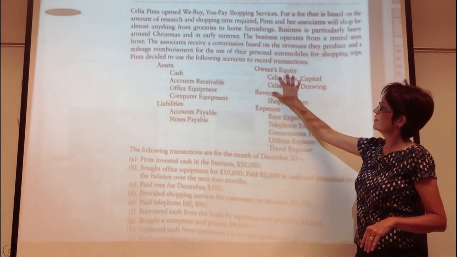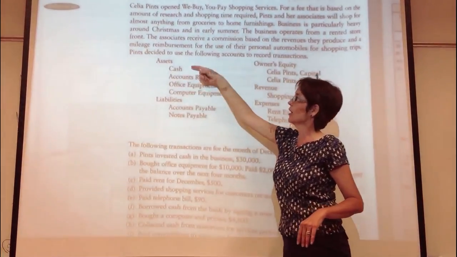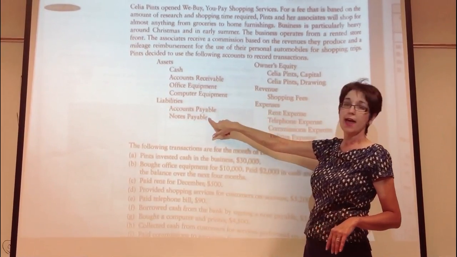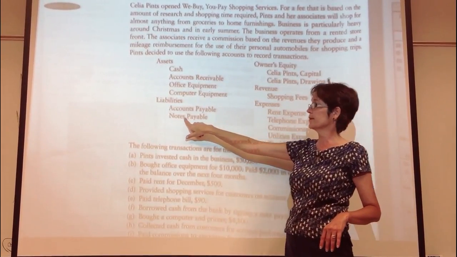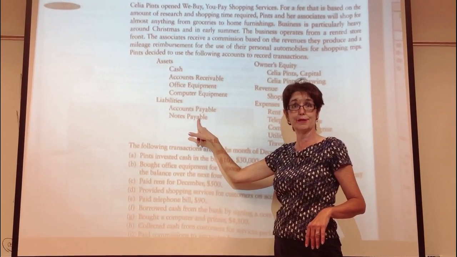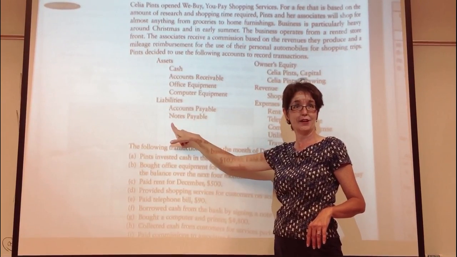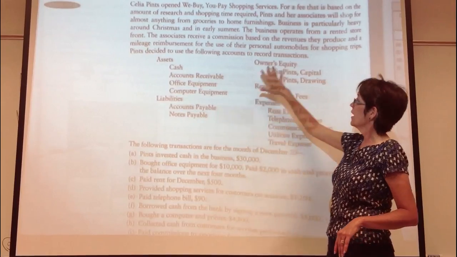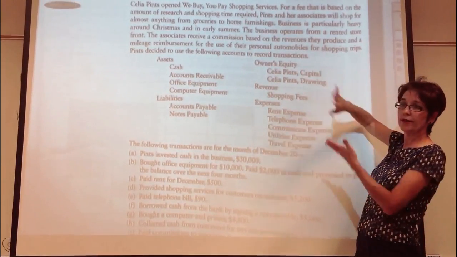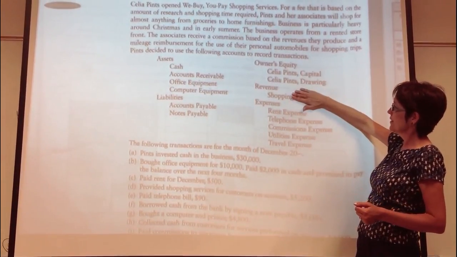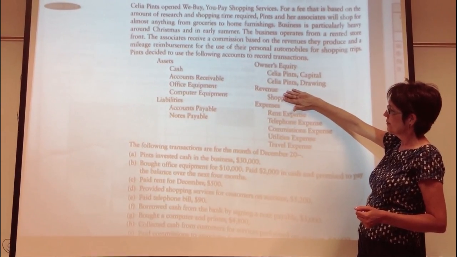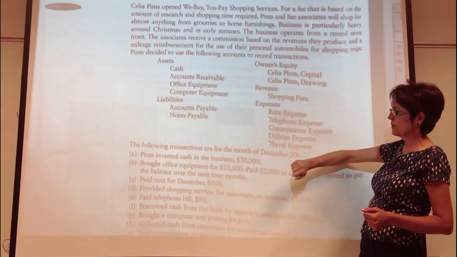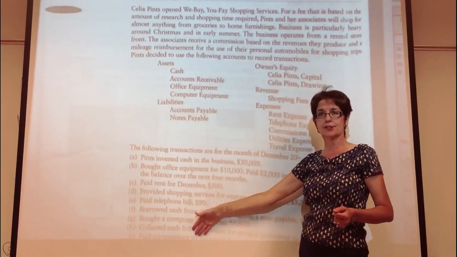And it says, here's this chart of accounts, here's all of my assets, liabilities. This one added a liability, by the way. That would be something that you owe, not to a business, but to a bank, a note payable. Here's my capital and drawing that are stuck together. And then I've got my revenue and all of my expenses. And then it lists all of these transactions.